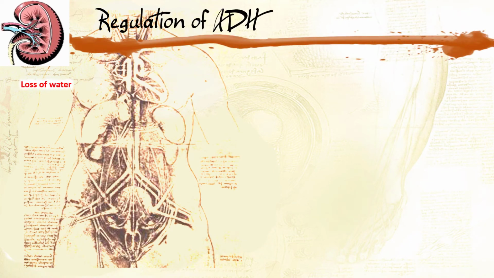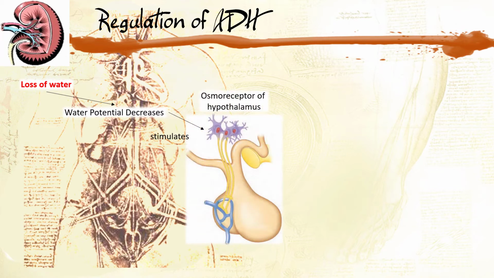So let's talk about the regulation of ADH, or when we produce more ADH. We produce more ADH when there's a loss of water, and this is why. Let's say in hot weather, or after we exercise, or in a situation whereby we go a long duration without drinking water, for example during Ramadan, the water potential inside our blood will decrease. When there's a decrease in water potential, it will stimulate the osmoreceptor inside our hypothalamus.